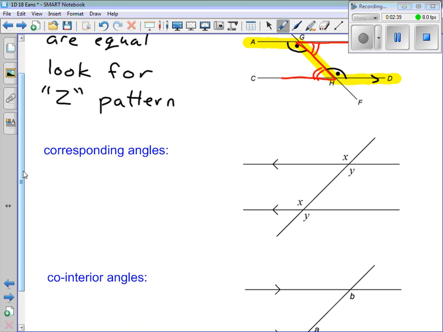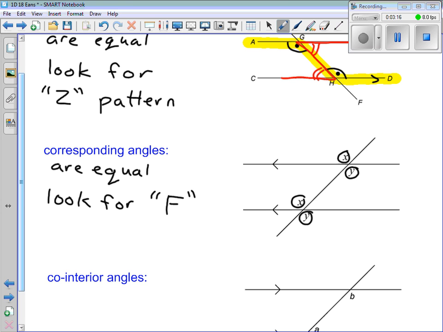The next one to remember are what are called corresponding angles. Corresponding angles are also equal. So in this diagram, the corresponding angles are X and X. They're labeled with the same symbol. Y and Y are also corresponding angles. Now, how do you recognize corresponding angles? Well, just like up here we had a sort of a letter pattern, for corresponding angles, look for what we call the F pattern.